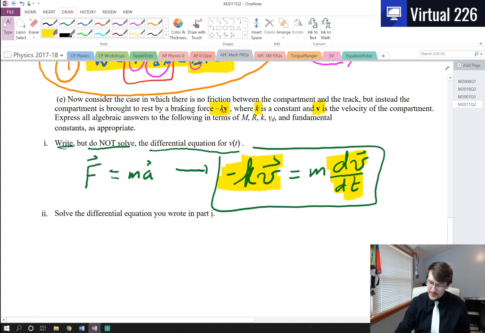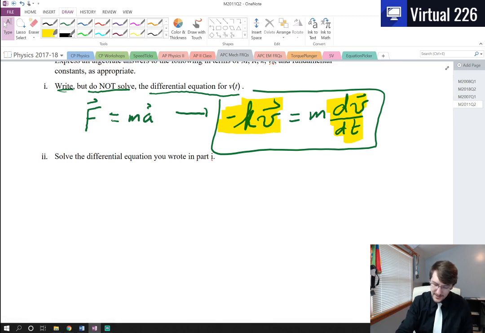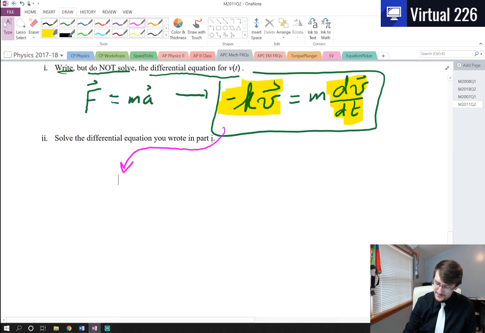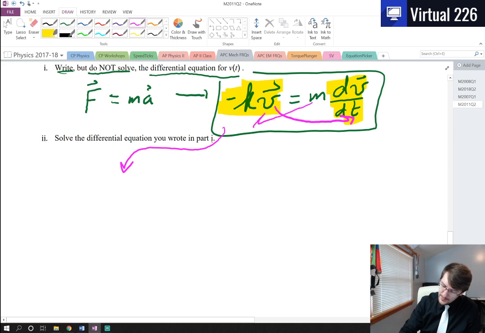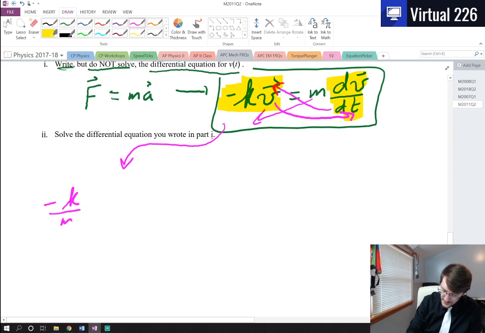Now we get the wonderful pleasure of solving this. And to do this, we need to run a separation of variables. I'm going to do this quickly. If you want to see a more in-depth version of it, go check out, like I said, the 2008 problem number 1. There's a video of it I have on YouTube somewhere. But I'm going to move this velocity over with the dv. I'm going to move the m away because it's not a v, and I'm moving the dt away because it's not a v either. So what I'll get here is negative k over m dt equals dv over v.